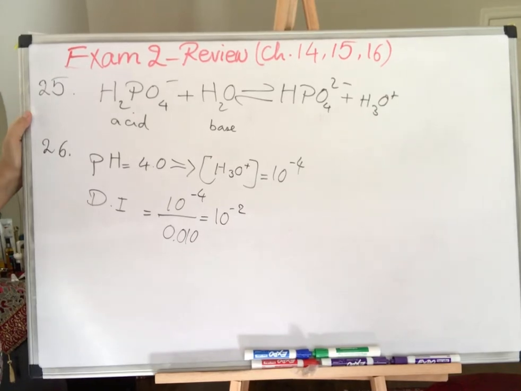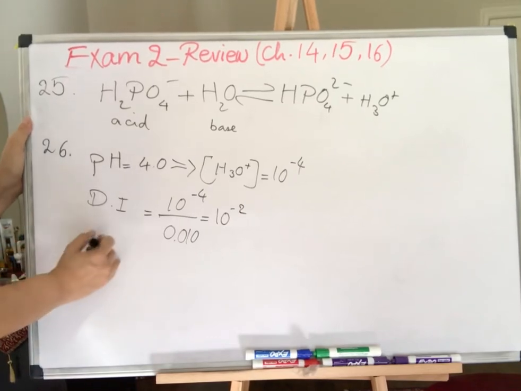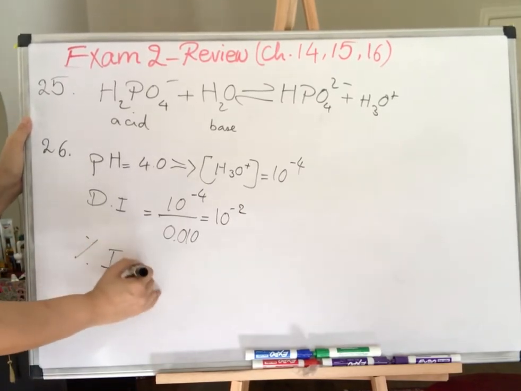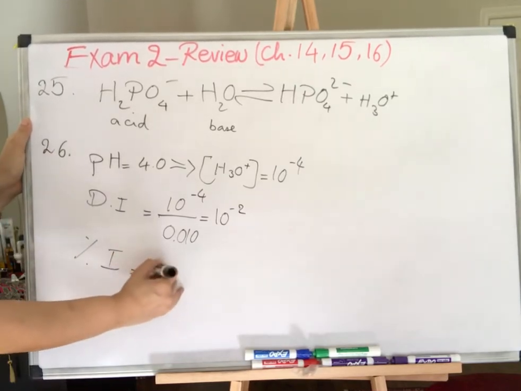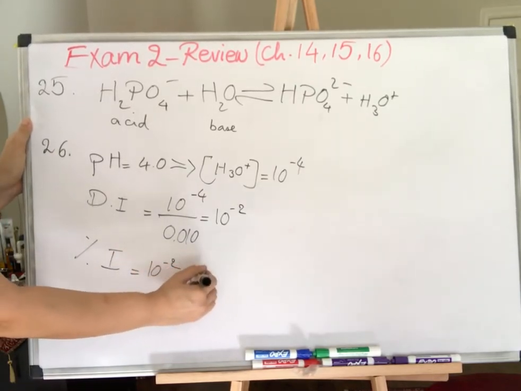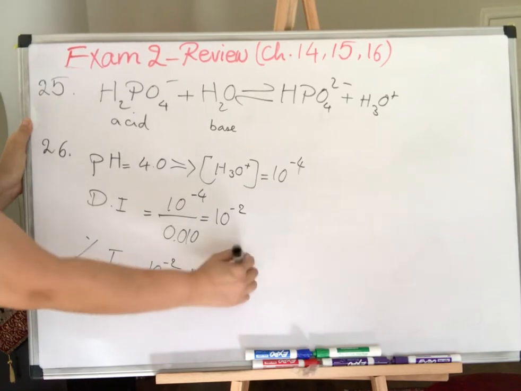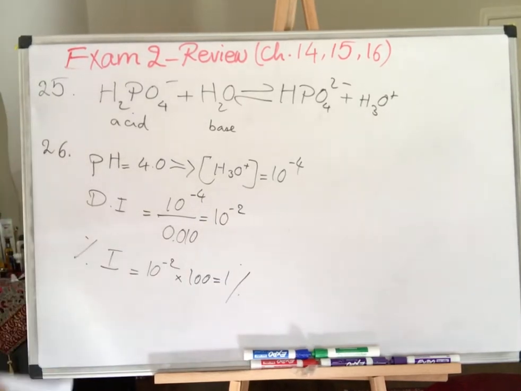It's given in percentage, so I'm assuming that it's asking for the percent ionization, not the degree of ionization, because the answers are in percentage. So in percentage, times 100 gives you 1%, and you choose D. Question number 27.